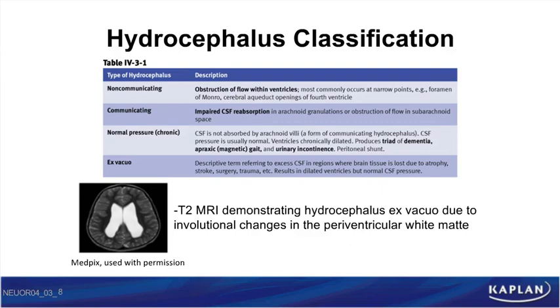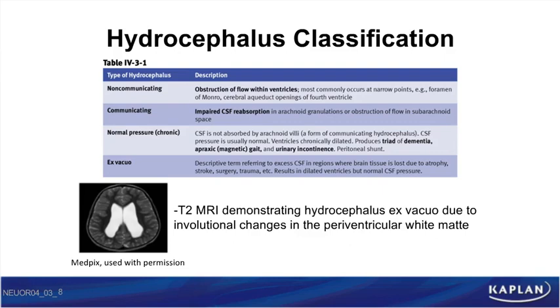Any excess volume or pressure within the CSF leads to dilated ventricles, a condition called hydrocephalus. This table highlights 4 types of hydrocephalus. The first type is non-communicating hydrocephalus, which is due to flow obstruction within the ventricles, mostly at points of flow narrowing such as the foramen of Monro. The second type is called a communicating hydrocephalus, which is due to impairment of CSF reabsorption, either at the arachnoid granulations or within the subarachnoid space.